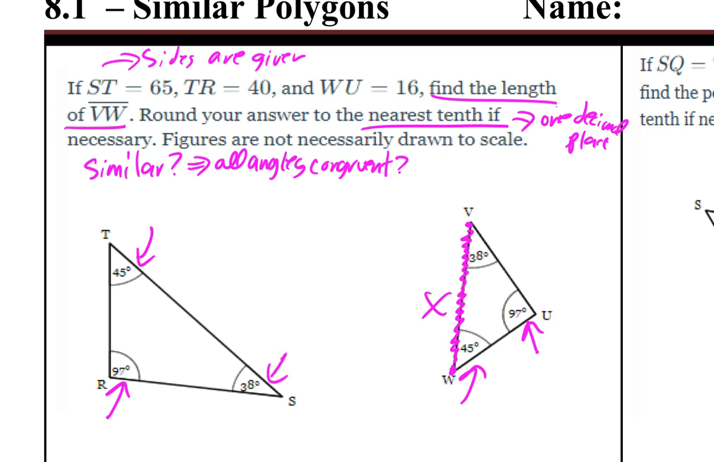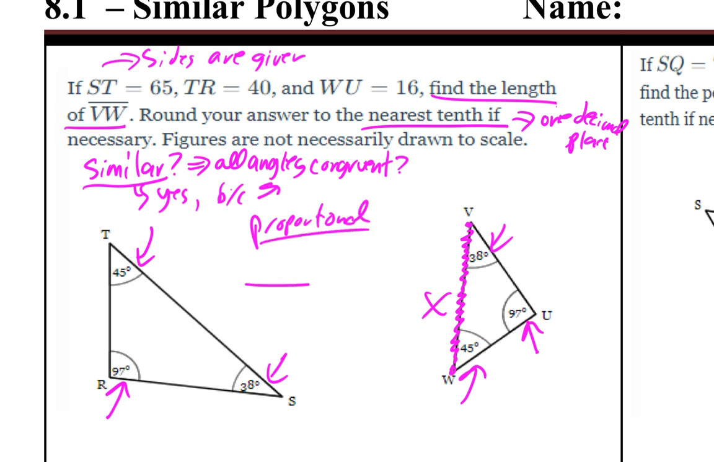So we would say yes, because all 3 angles are congruent. If they are similar, that means they are proportional, so we can set up a proportion. If we say that's going to be the first one, that's going to be the second one. What else do we know? Well, we have that original information, so go ahead and write that information in.